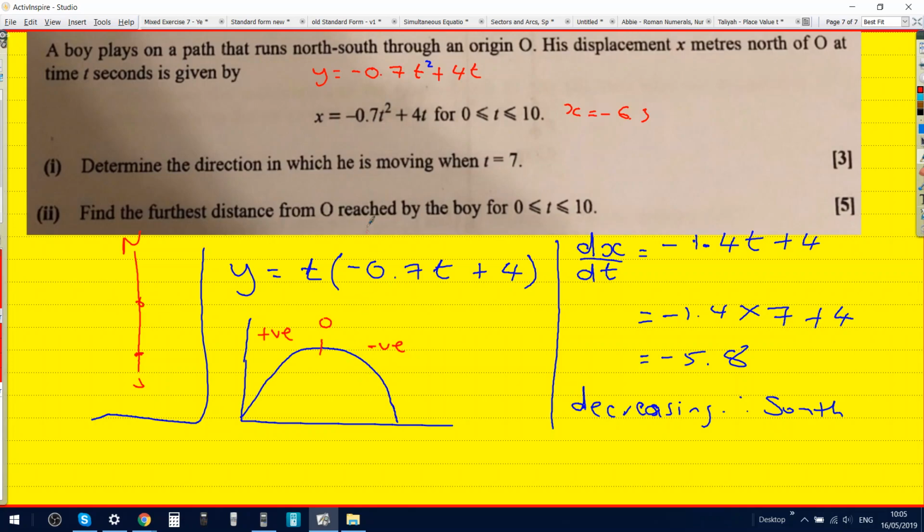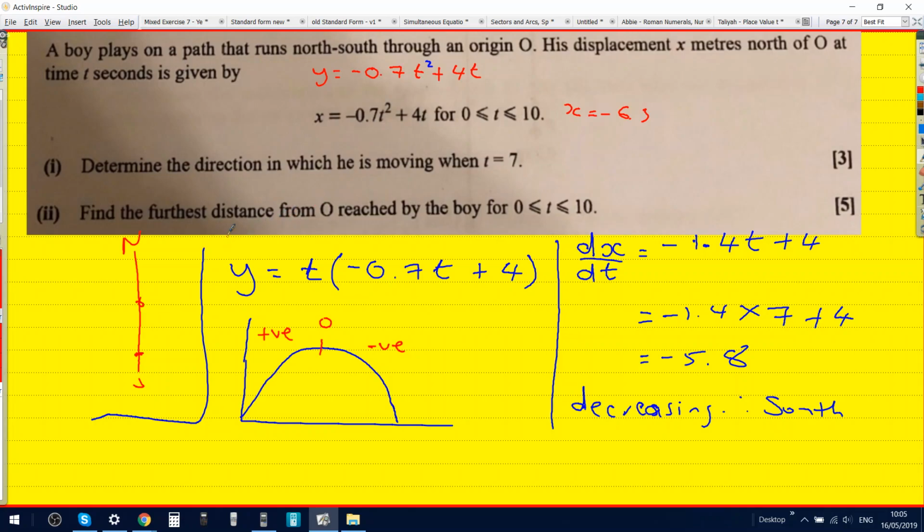It would have made more sense if they just called it y equals, because it's about up and down. So it just tells you that it's decreasing. Negative dx dt is negative, decreasing.